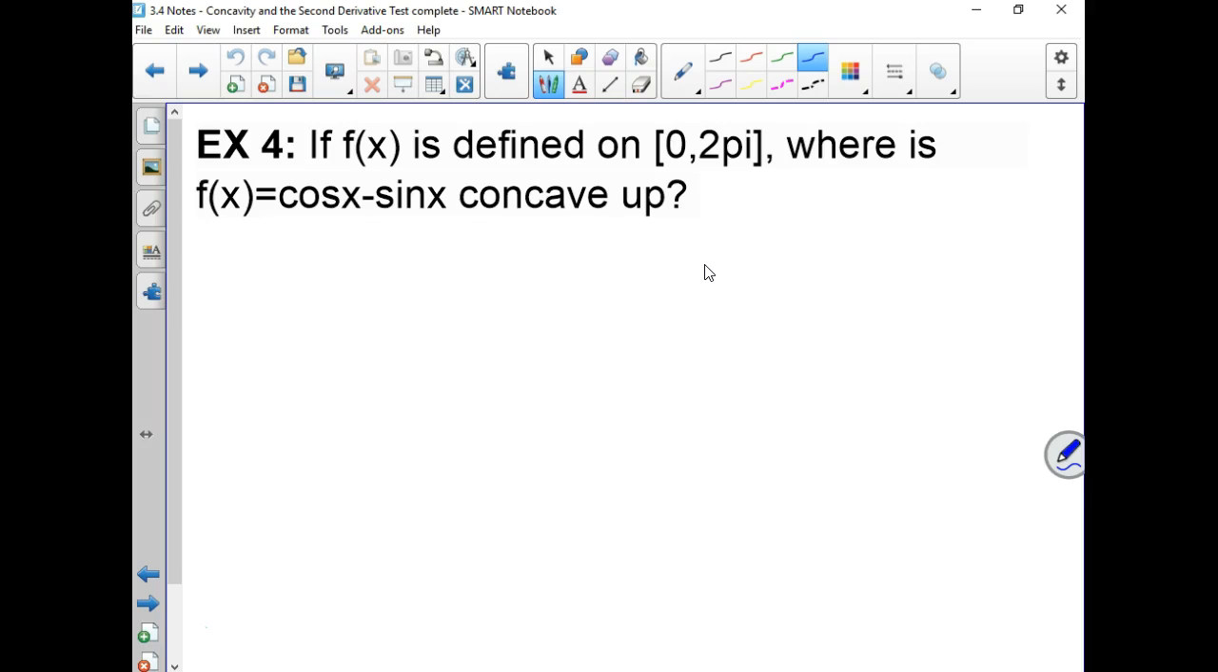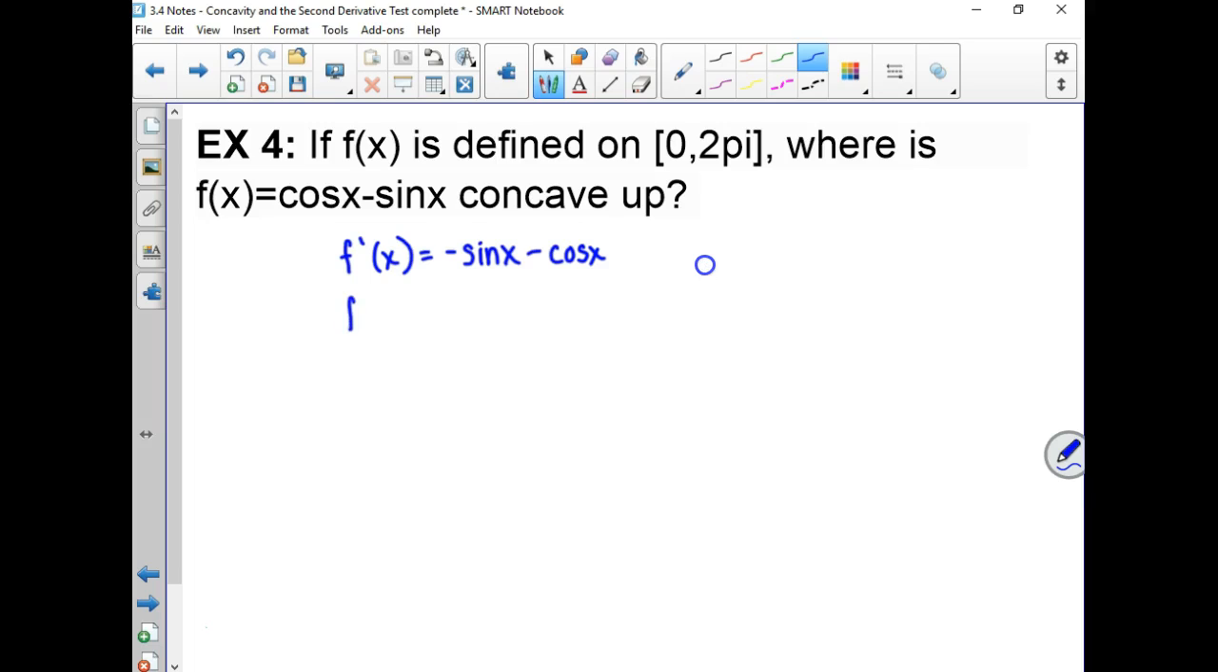Example 4, we've got f of x is defined from 0 to 2 pi, where f of x equals cosine x minus sine x. We want to know where it's concave up. So, first thing we need to do is take the derivative, f prime of x equals, we will have negative sine x minus cosine x. And then, for concavity, we need to look at the second derivative.